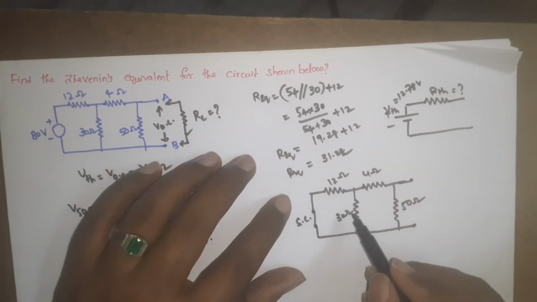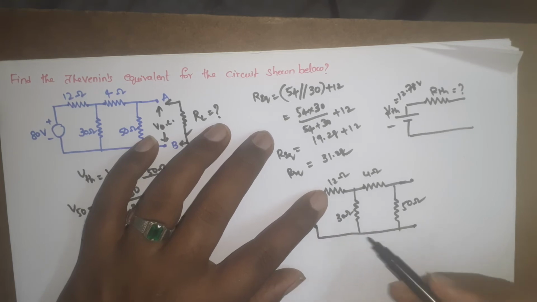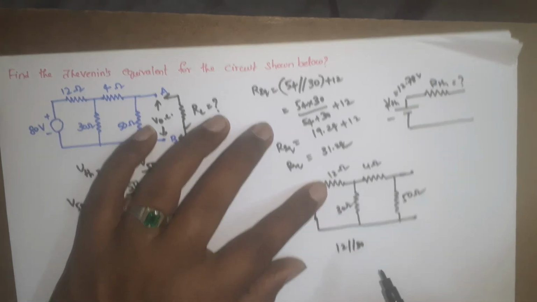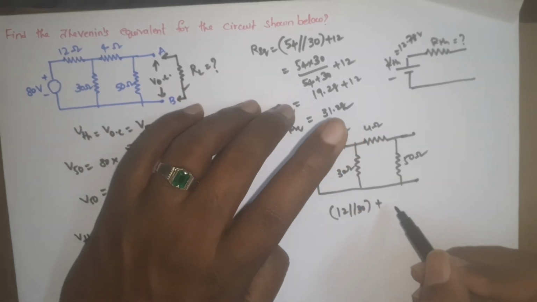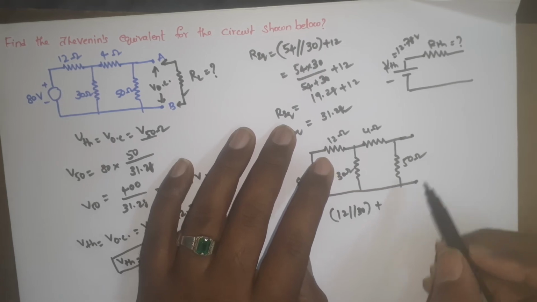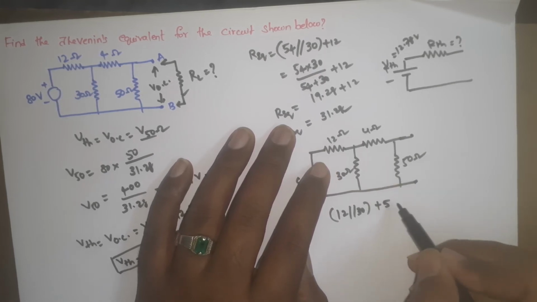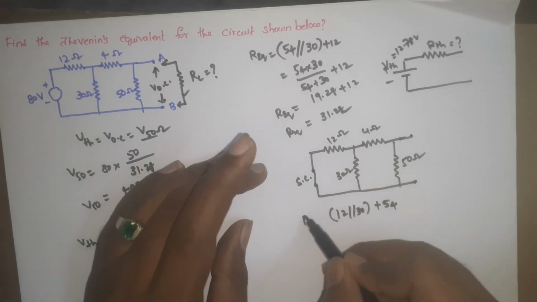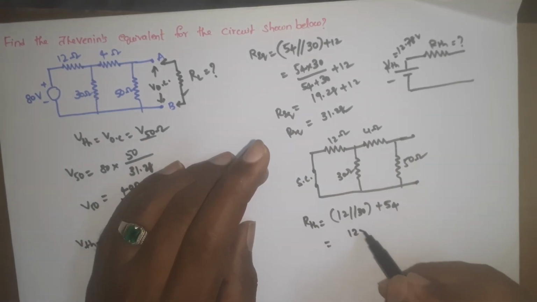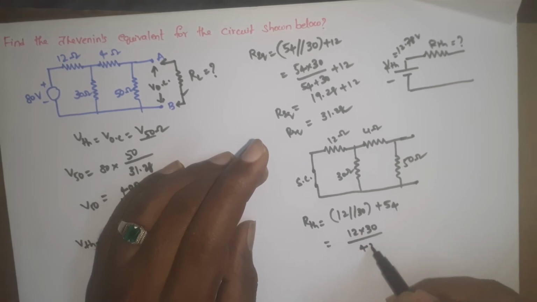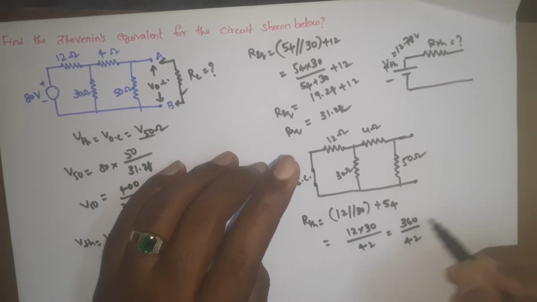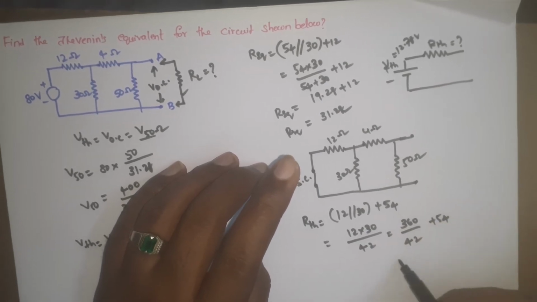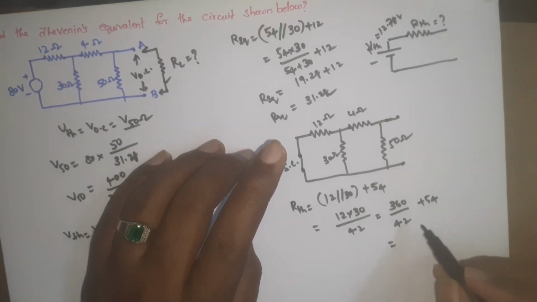What are the things we have? See, 12 ohms and 30 ohms are both connected in parallel. So 12 parallel to 30, and then this combination is connected in series with the 4 and 50, that is 54 ohm. This is RTH. By solving this, 12 into 30 divided by 42, 12 3s are 360, divided by 42, plus 54. What is 360 divided by 42? 8.5, plus 54.